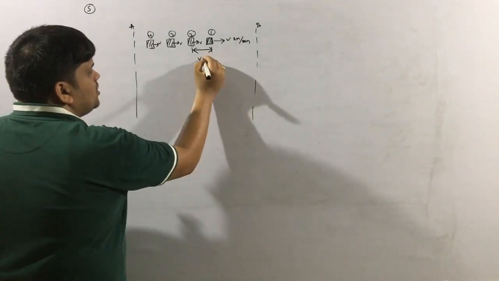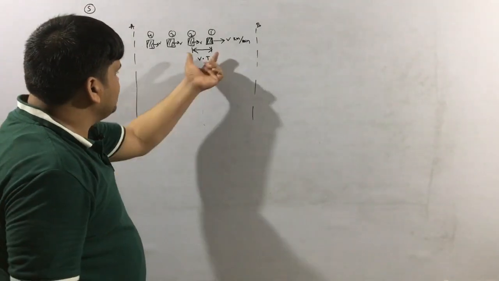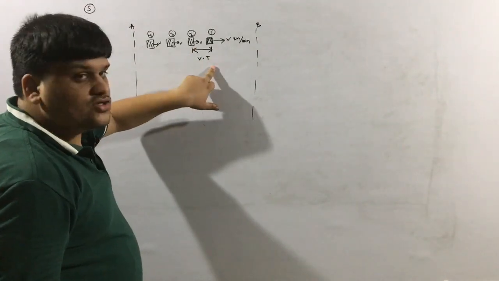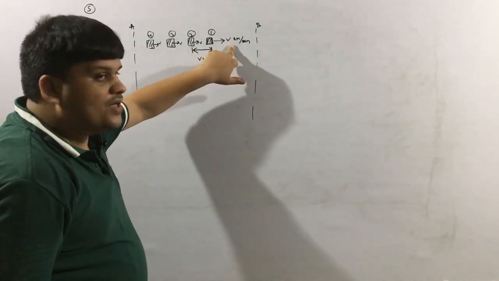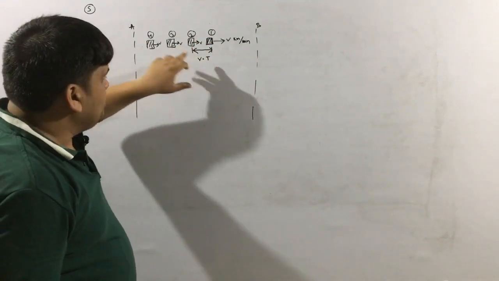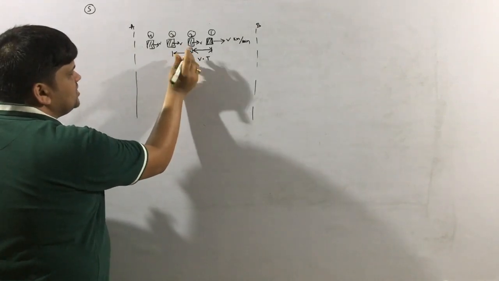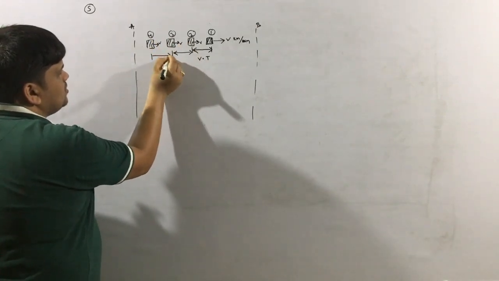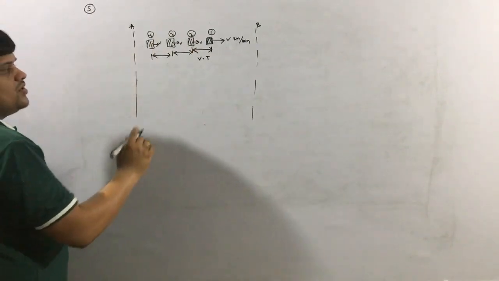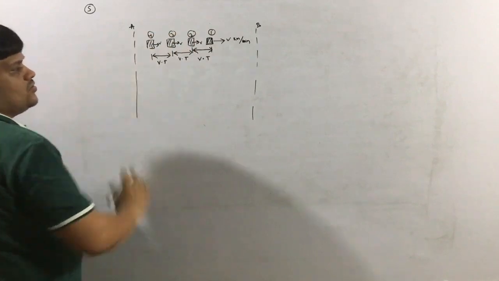Here it will be V into T, because we know S equals speed into time. Each has a speed of V, and the time interval between two buses is T. So the distance between each and every bus and the preceding one will be V into T.